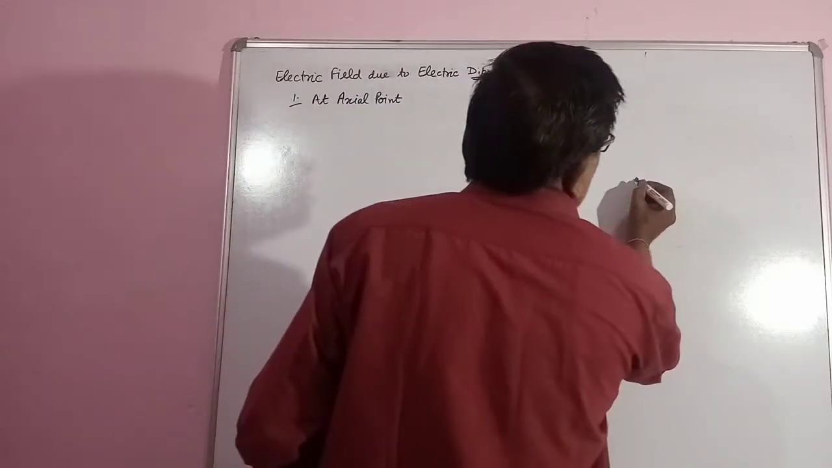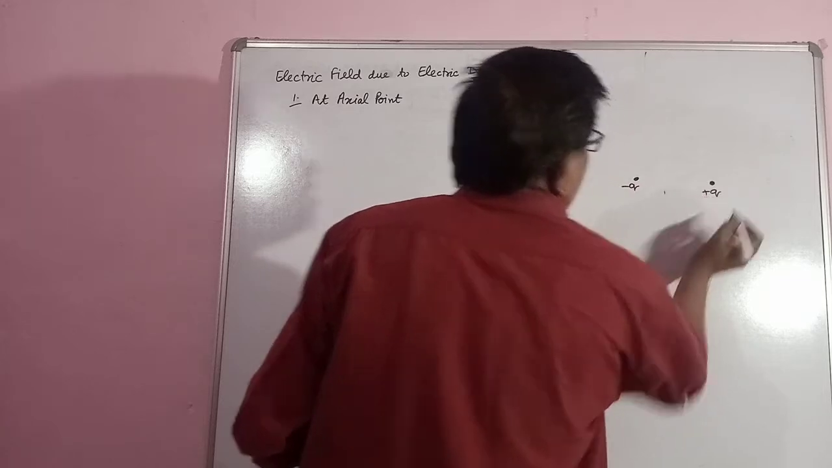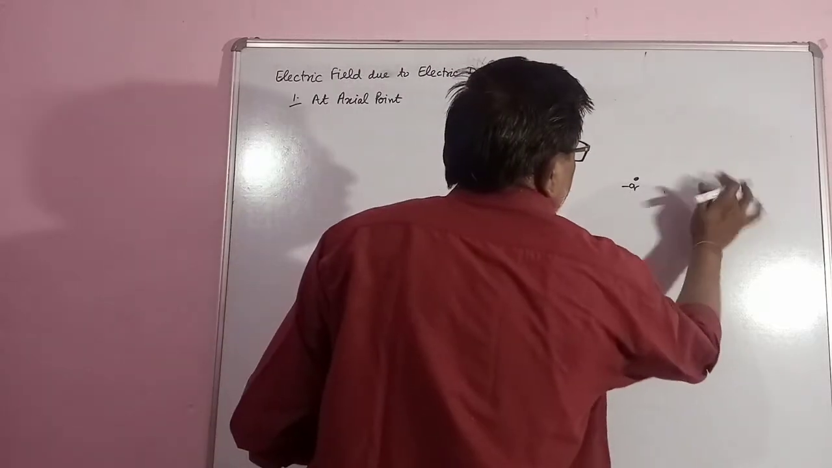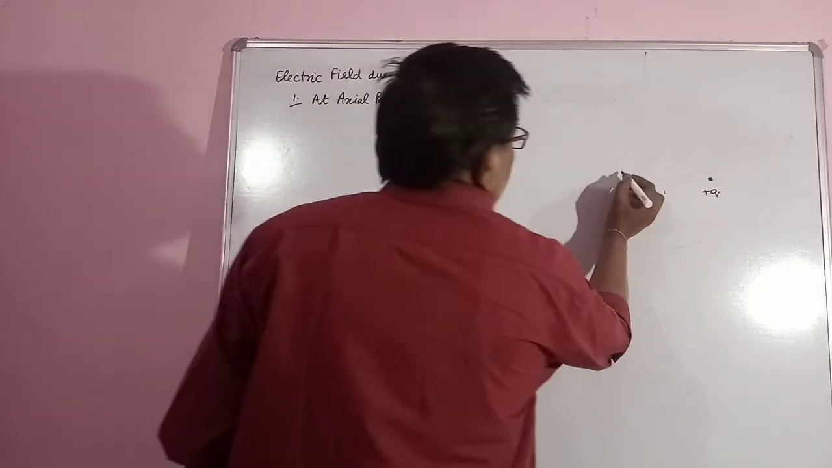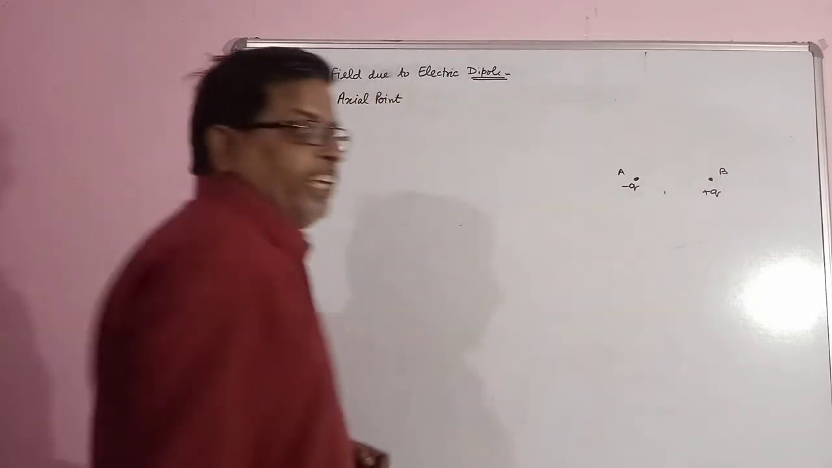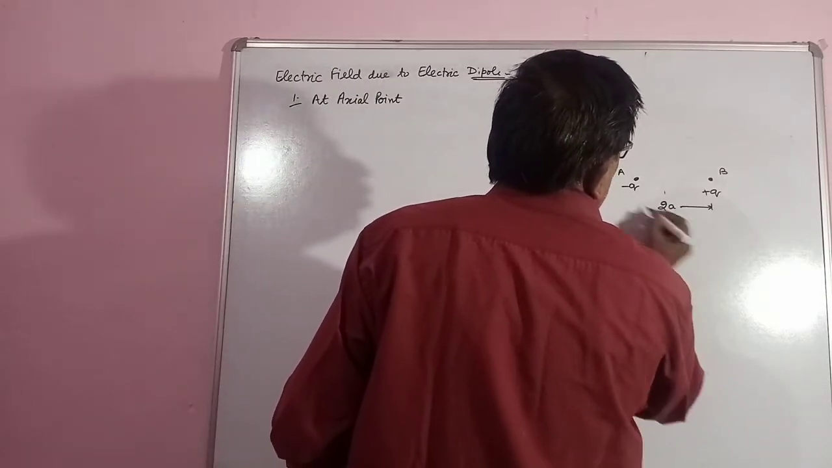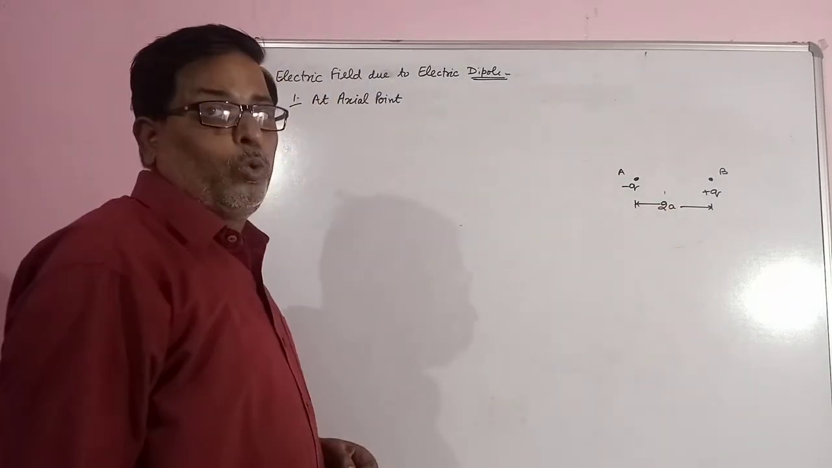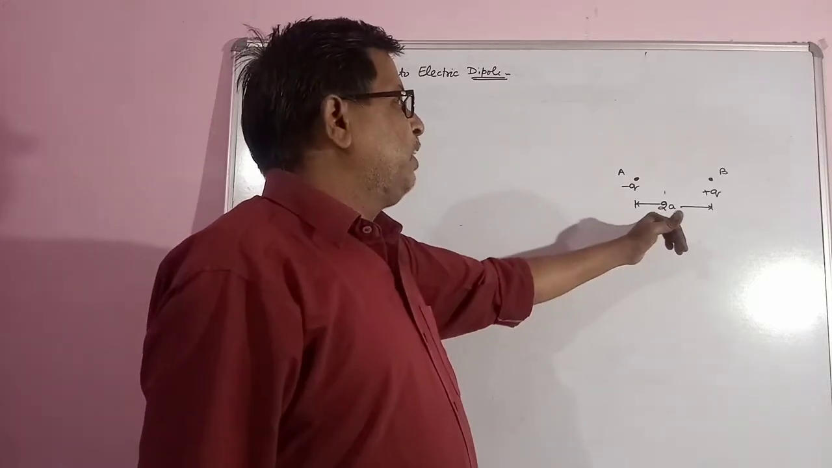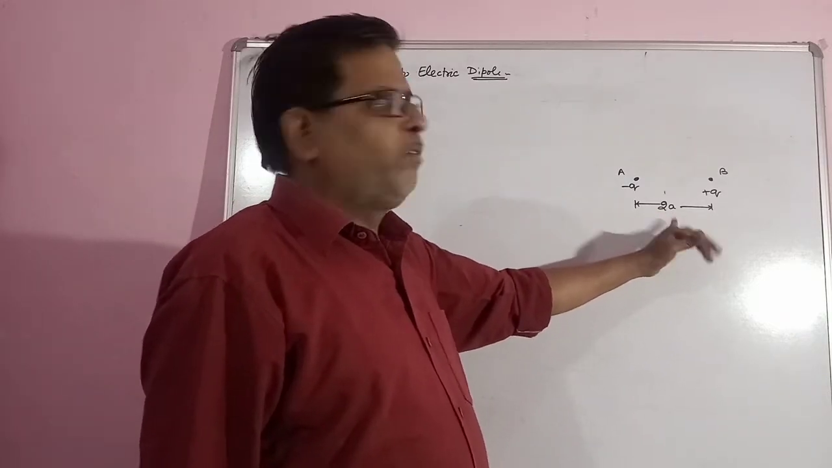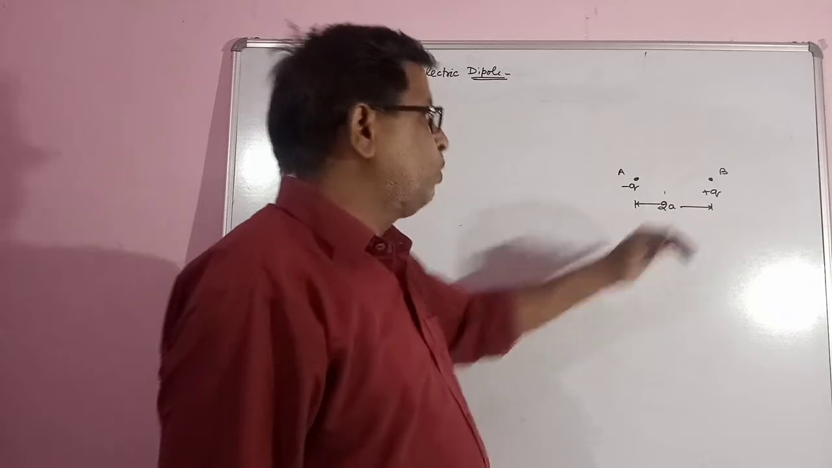Suppose again we have a dipole, minus q and plus q. The name of the dipole is AB. The distance between the two charges is 2a. We have already discussed that for our convenience, for our ease, we can consider it 2a, not a, because all distances are measured from the center of the dipole. That's why we can consider it 2a.